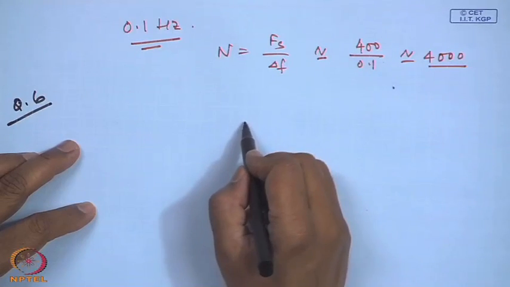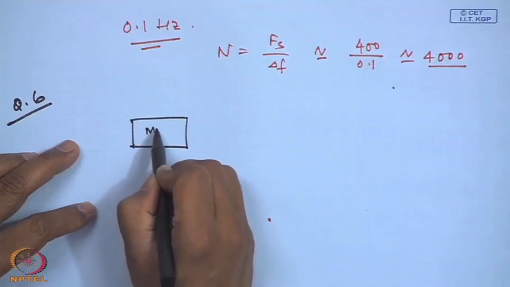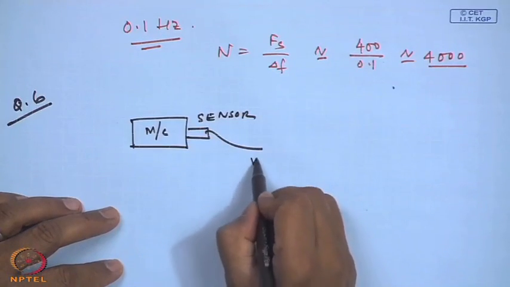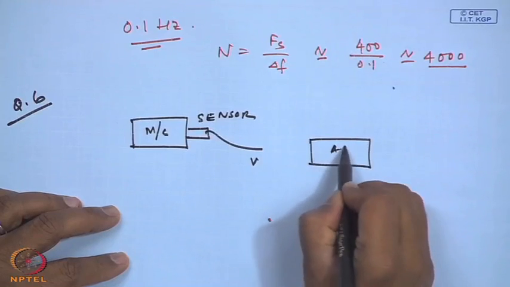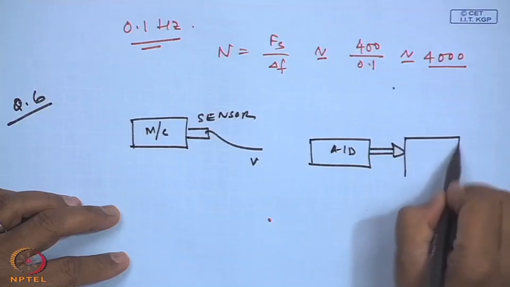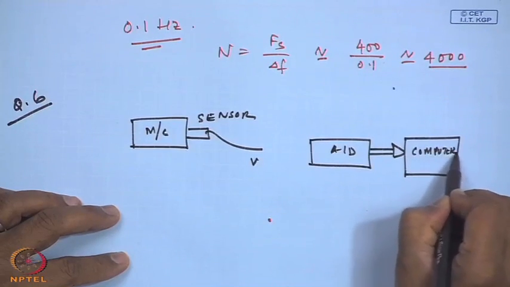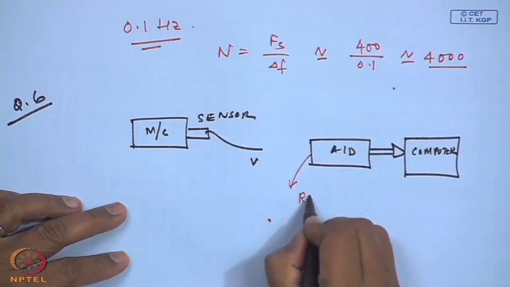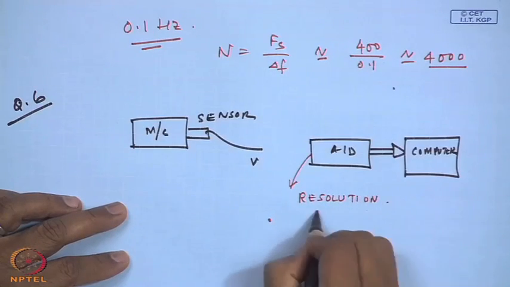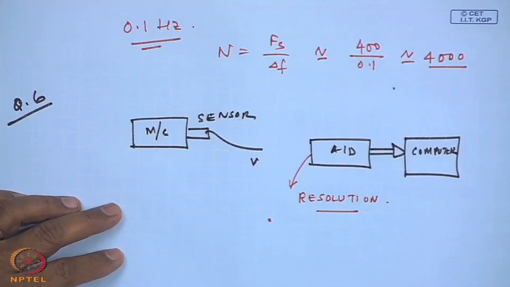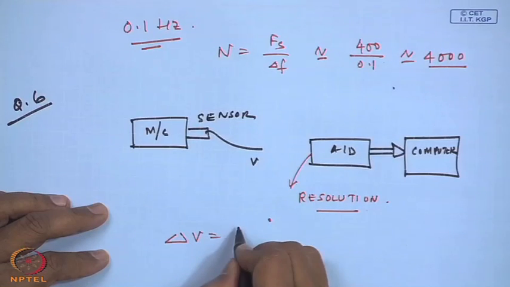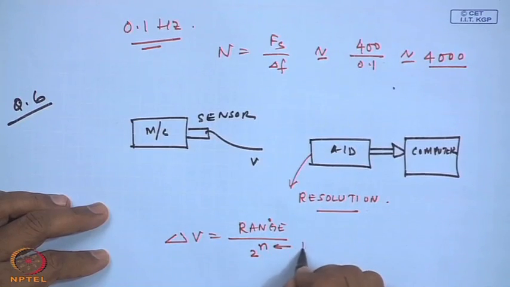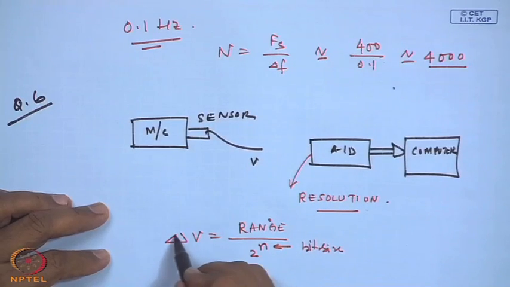So this comes to a problem because, see, I have a machine, I put a sensor and it gives me some analog voltage. Now I have an A to D system, which gives me digital data which goes into a computer. Now obviously this A to D system has a minimum voltage which you can sense, that is known as the resolution. And this resolution is given by the maximum voltage it can sense, the range, divided by 2 to the power bit size. So that is the lowest voltage it can sense.